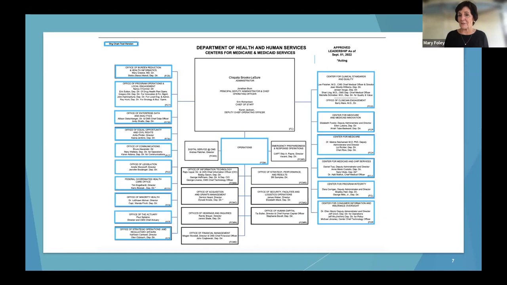And so as you can see on the right side of your screen here, okay, there's the Center for Clinical Standards and Quality, the Center for Medicare and Medicaid Innovation, the Center for Medicare, the Center for Medicaid and CHIP Services, the Center for Program Integrity, and the Center for Consumer Information and Insurance Oversight.